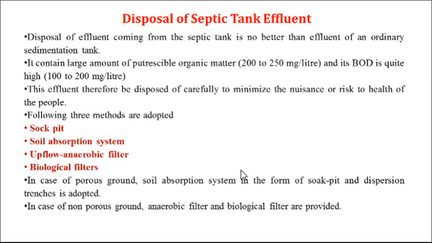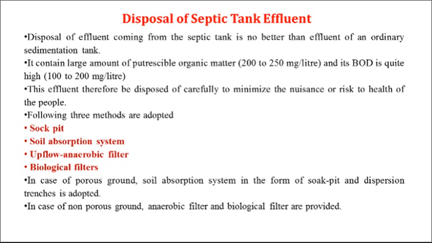Following are the three methods used for disposal of septic tank effluent: soak pit, soil absorption system, and upflow anaerobic filters are the important ones. So we are going to study these three one by one. In case of porous ground, a soil absorption system in the form of soak pits and dispersion trenches is adopted, while in case of non-porous ground, anaerobic filters and biological filters are provided.